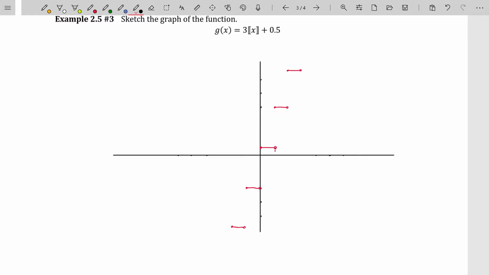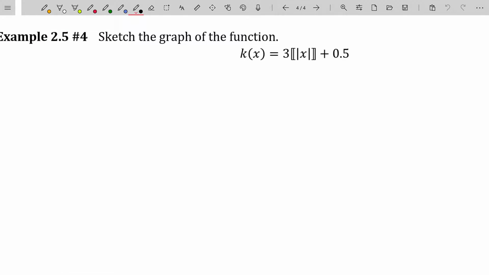Now this has something to do with the next question, which is sketch a graph of the function 3 times the greatest integer of the absolute value of x. And this is slightly different than the absolute value of 3 times the greatest integer of x plus 0.5. So in other words, this is not the same as the absolute value of 3 times the greatest integer of x plus 0.5. They're not the same functions.